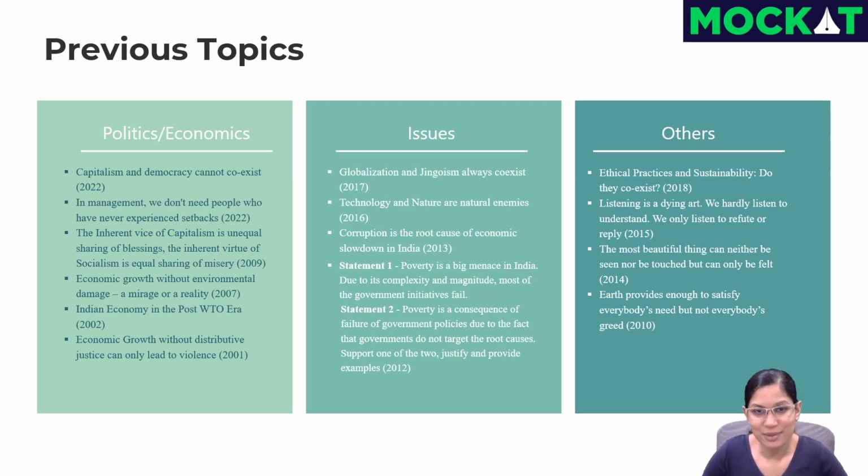This has come up at least a couple of times. And one of the more interesting topics within issues, I thought, was the one in 2012 where we were given 2 statements, right? Is poverty too big a problem to solve, or is it a consequence of issues or failures within the government? And we had to choose one side and argue for that and preferably give examples. So this type of topic also is something which we could expect.